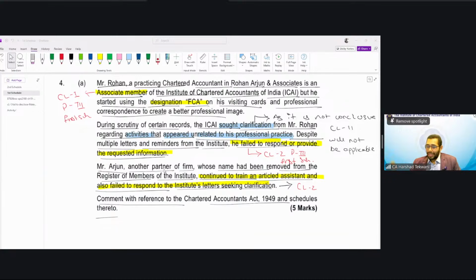because his name is removed temporarily, which can be reinstated. Accordingly, we need to see for what time his name has been removed, whether it is permanently removed, whether it is 3 months, or some period. So till that time we don't have information, we will continue to understand that Mr. Arjun is there, he's a member, and he was supposed to reply, and the provisions of the act will be applicable to him.